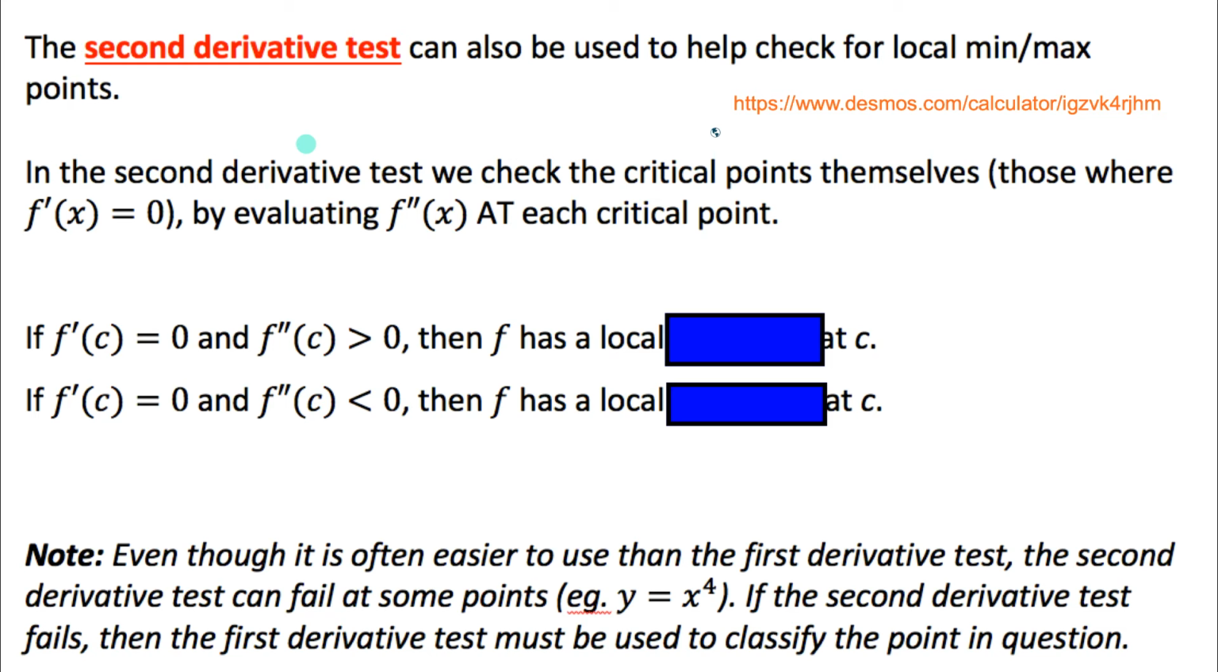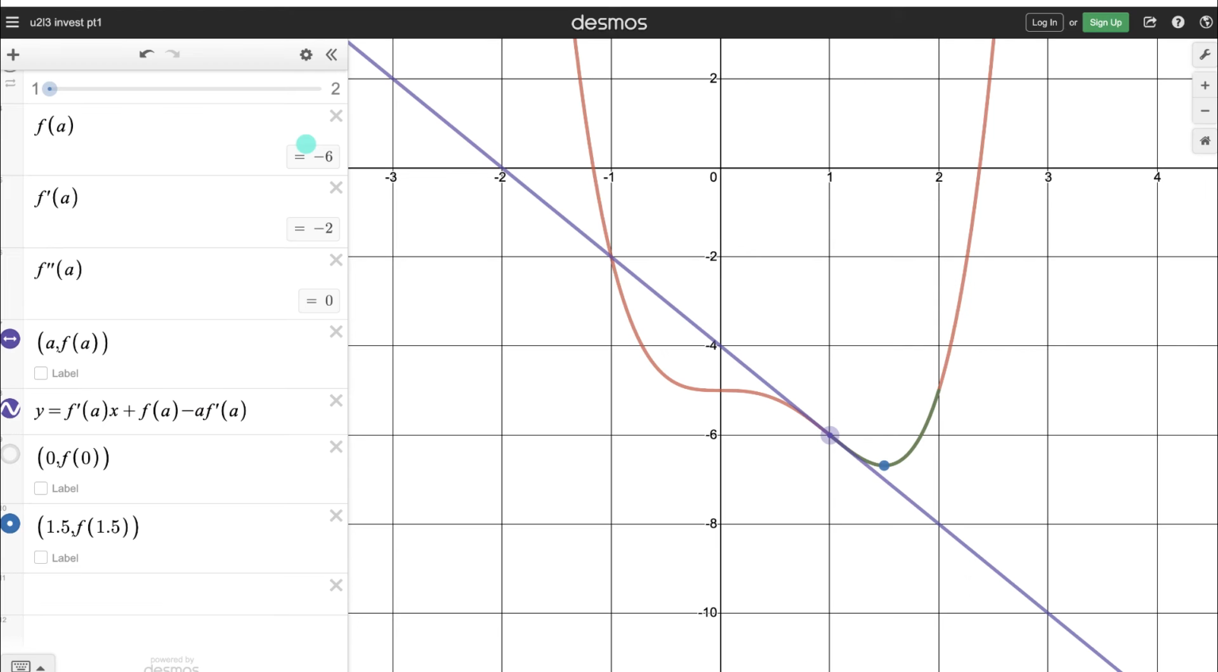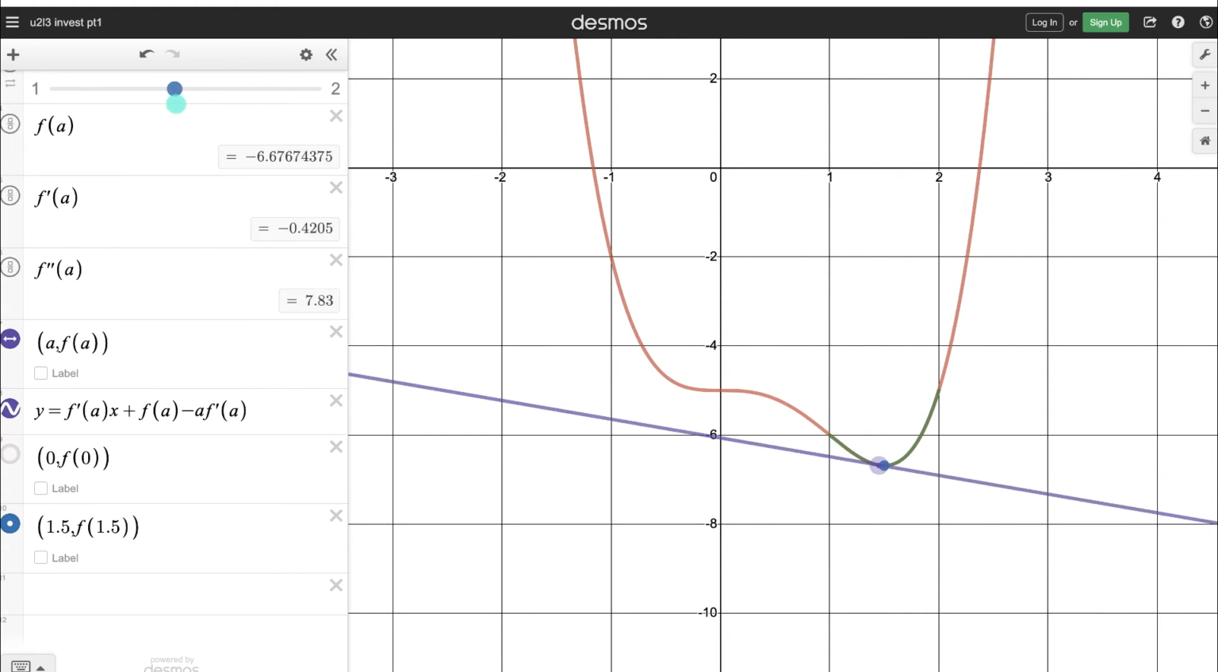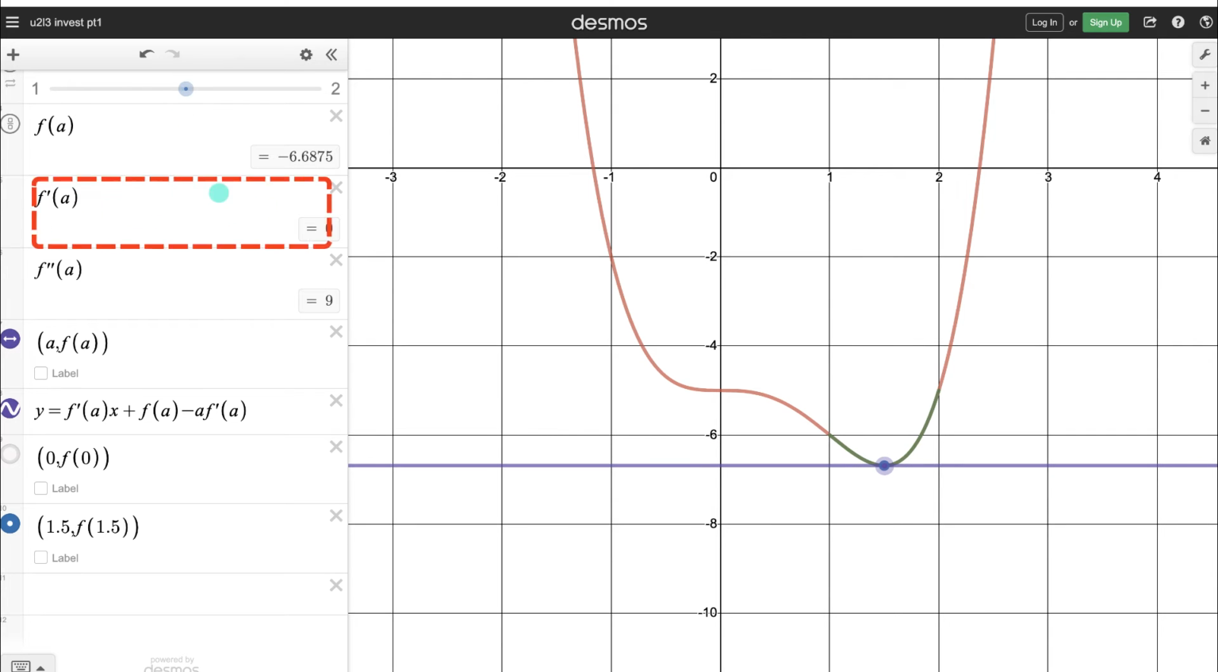We learned in the last lesson how we can use the first derivative test, and let me just quickly remind you about that. This same function that we've been looking at the whole time has a local min at this point right here, (1.5, -6.7). We could figure out that that's a local min because at an x value of 1.5, the first derivative is 0, which means it's a critical number. The function has a slope of 0 there.